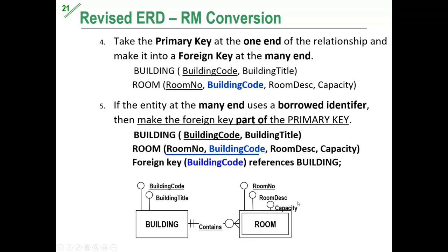So don't repeat another building code attribute here, because it's wrong. As I mentioned, the rule implies here that we are borrowing the identifier from the other side, okay? But in the relational schema, we need to show that by underlining both columns in our weak entity, right? And then say foreign key building code is referencing building as well. So this is the final relational schema to represent this relational model.